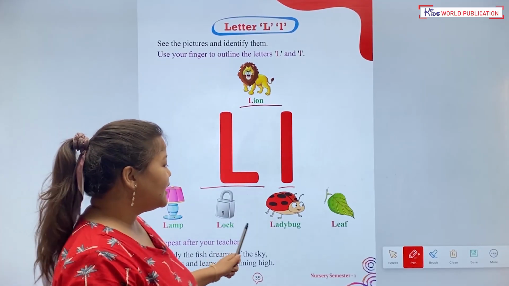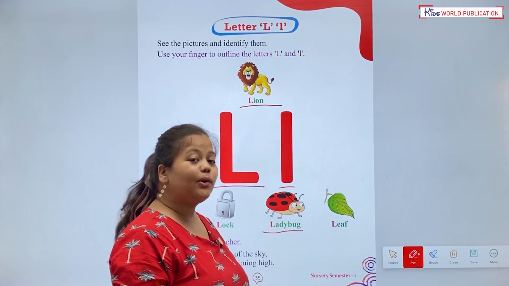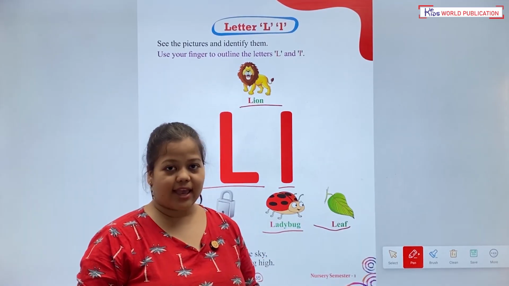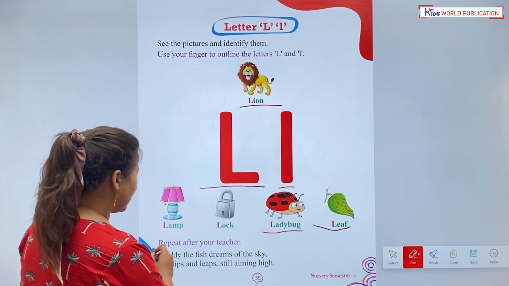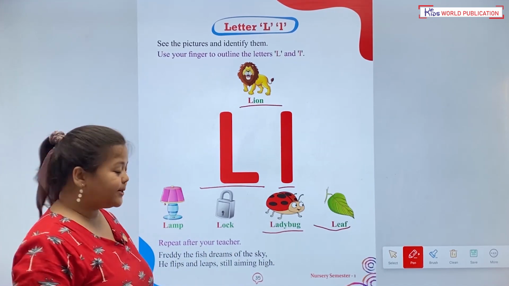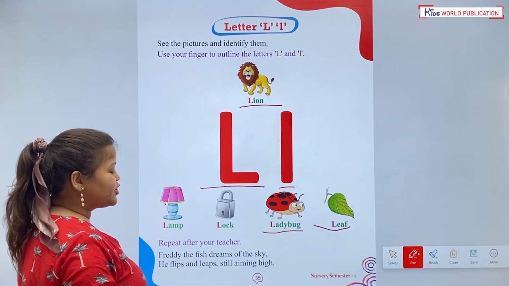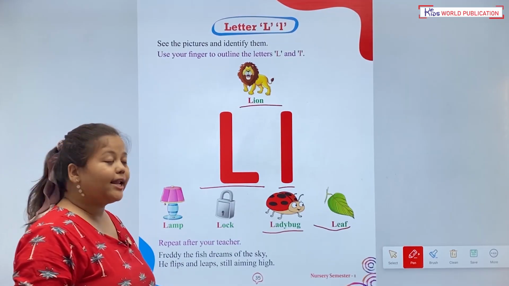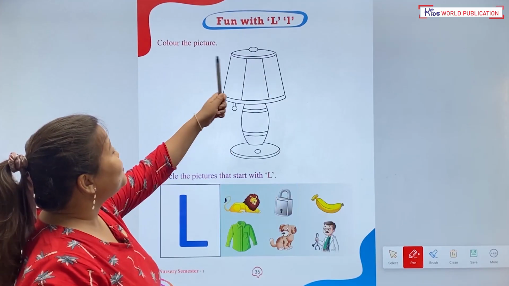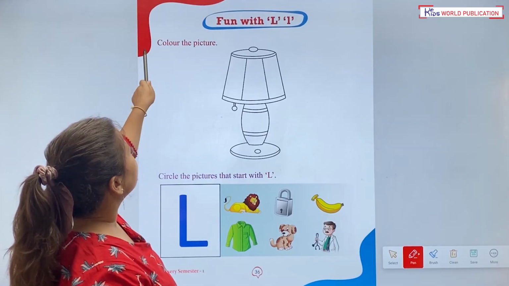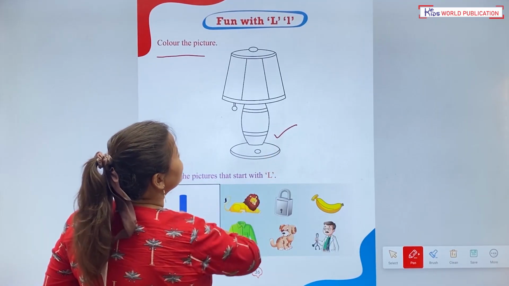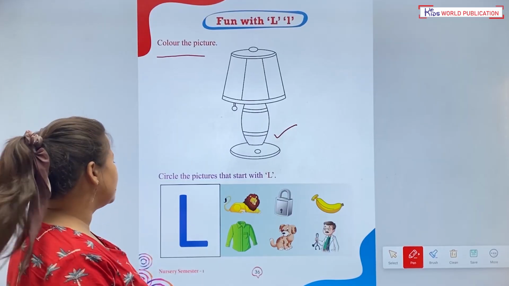Ladybug. Leaf. Repeat after your teacher. Freddy the fish dreams of the sky. He flips and leaps, still aiming high. Fun with L, L. Color the picture. So kids, color this picture in beautiful colors.